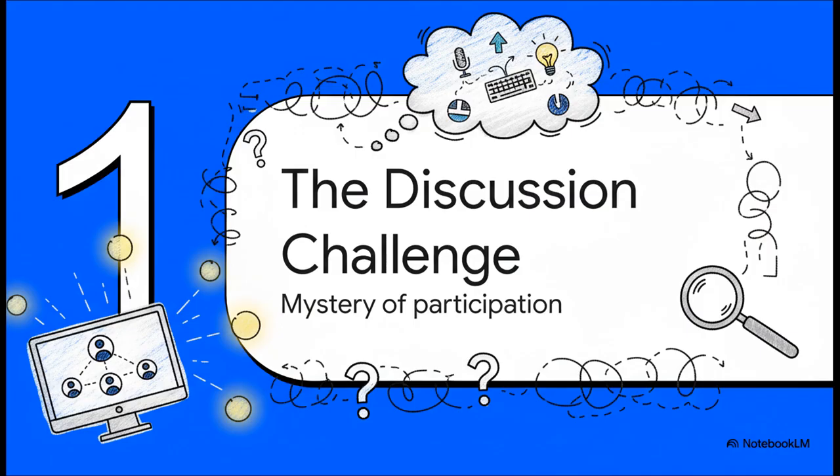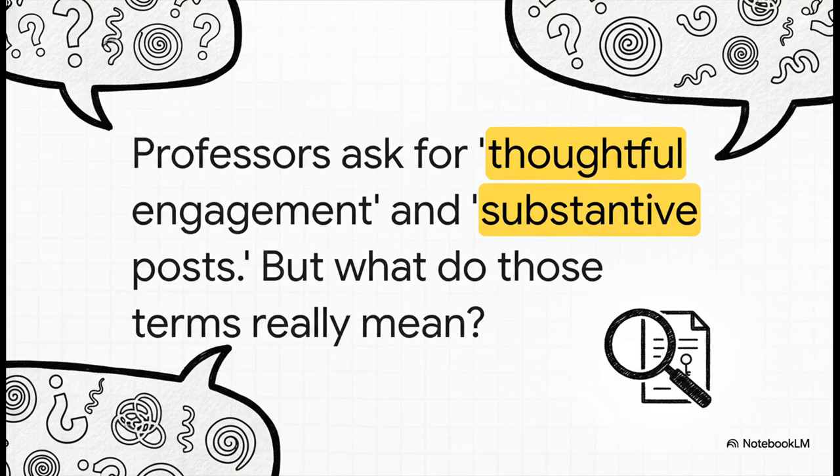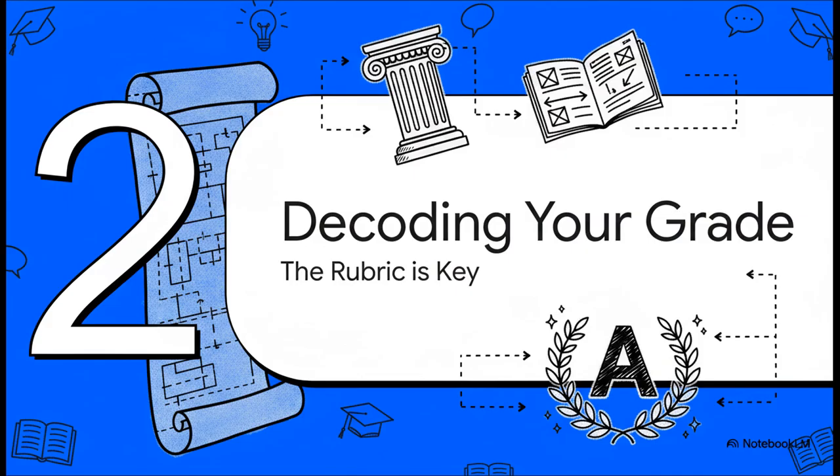Okay, so let's dive right in with the problem. This whole mystery of what good participation actually means in an online class. You see these phrases all the time in your syllabus, right? Substantive posts, thoughtful engagement. They sound really important, but they can feel so vague. But here's the thing, it's not actually a secret. The answer is hiding in plain sight, in the one document that is your absolute best friend for this assignment, the grading rubric.